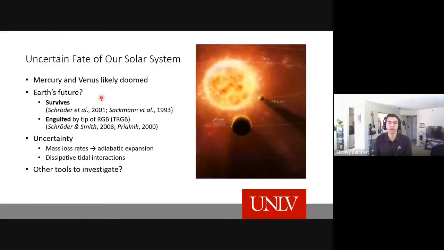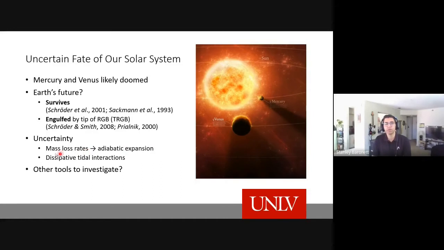And in fact, there's a complete disagreement in the literature on that. Just a couple examples here. Some authors argue that the Earth will survive the end of the red giant branch and asymptotic giant branch phases. Other authors argue the Earth will become engulfed by the tip of the red giant branch, for example. In fact, one author you can see here changed his mind between these two papers.